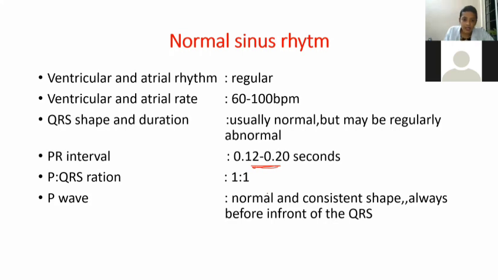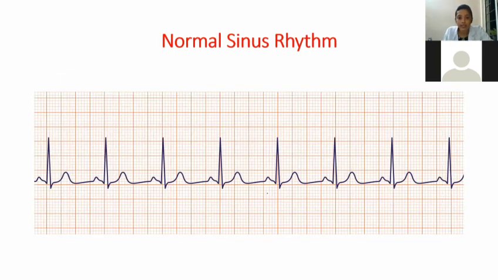So you have to observe all these things, and if all these criteria are present, then we can say that the ECG is following a normal sinus rhythm. So this is a normal sinus rhythm.